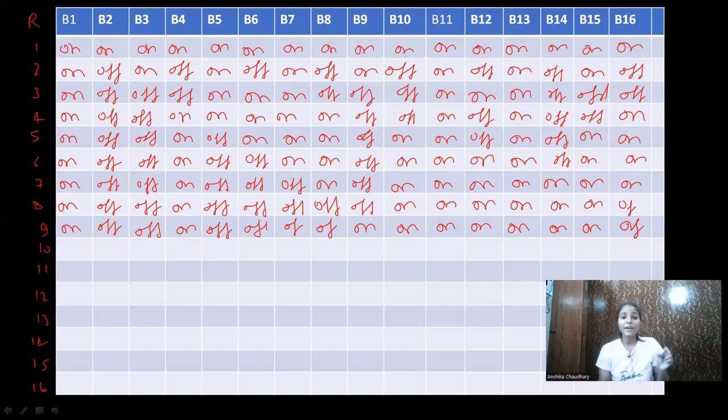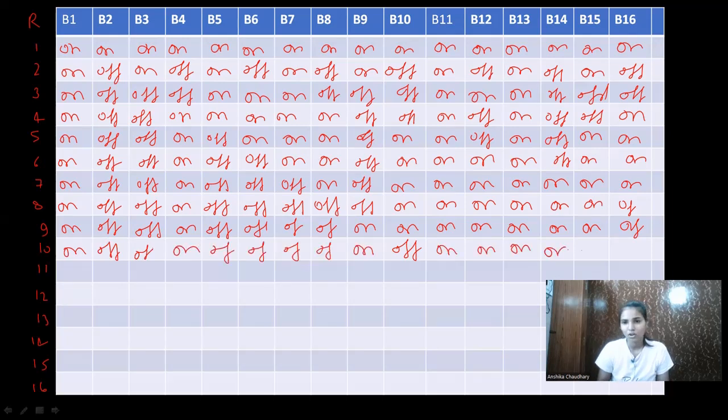All right. Now every 10th bulb will be toggled. So the 10th bulb. Okay. So the 10th bulb will be toggled. So it will now be off. As it was on, it will become off after toggling. So each bulb will remain the same as it is. On, off, off, on, on, and off. All right.